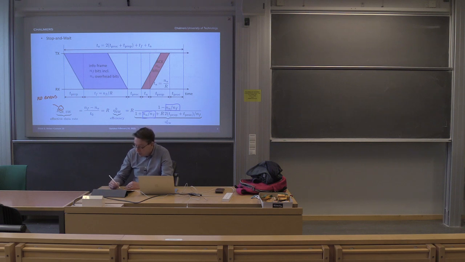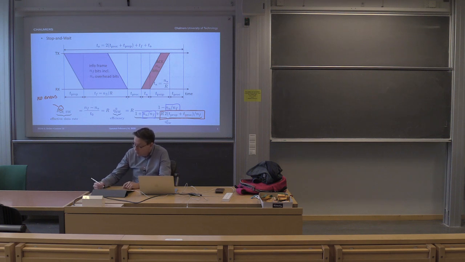But we will concentrate our attention on this term here, which is 2 times tprop plus tproc divided by NF and multiplied with R. And if this number within the red box here is a large number, we see that the efficiency is small and the effective data rate is then reduced compared to the data rate that we have in the layer below us. Okay, and this could be large if the propagation delay plus the processing delay is significant compared to the time it takes to transmit the frame.